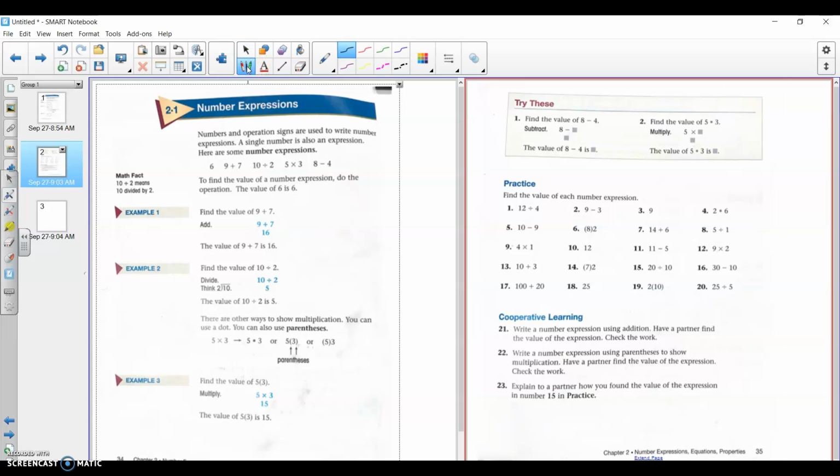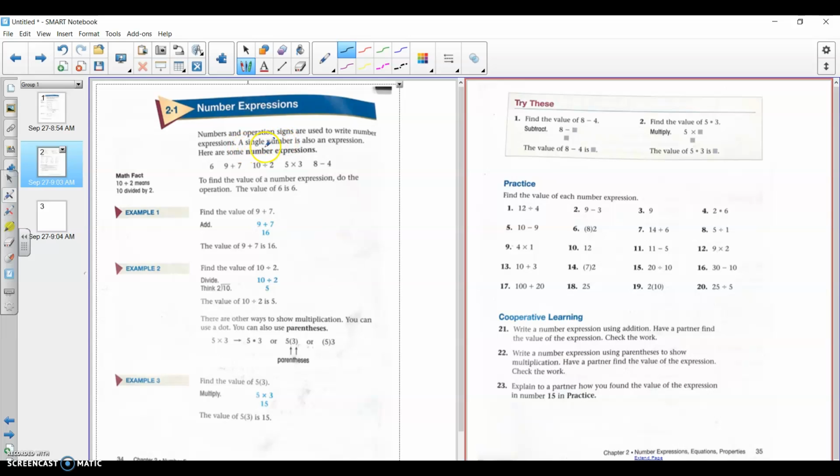We are in Chapter 2, Section 1, Number Expressions. You've actually been doing number expressions for the majority of your elementary years and now into your middle school years, and they're simple expressions, and we'll get to that right now. Number and operation signs are used to write number expressions. A single number is also an expression.